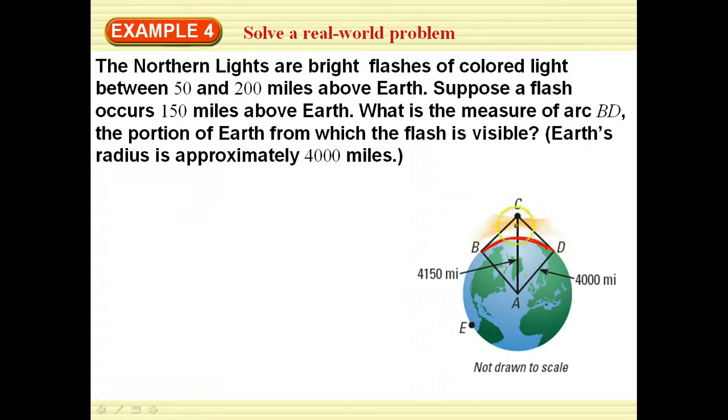Notice these are tangent lines. BC and CD are both tangent to the Earth. And if it's tangent, it means that it forms a 90-degree angle with the radius of the Earth. And so I have a right triangle here. If I want to find the measure of this angle in a right triangle, I can use my trig.